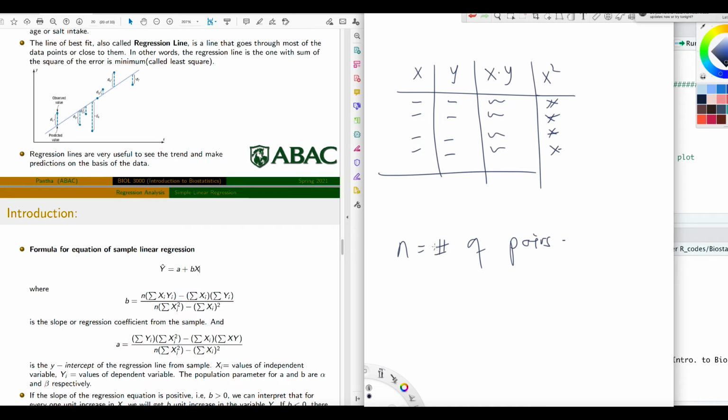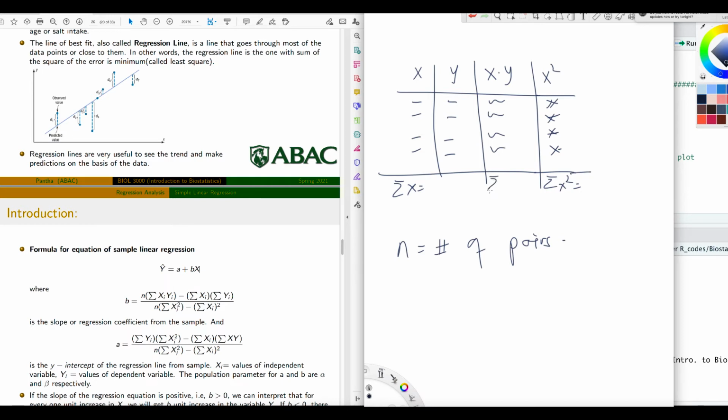Now you see that n is the number of pairs: 1, 2, 3, 4, like this, right? You need to find summation x. Why? Because there is summation xi square. So you find summation xi, and you need to square this one. And what else? Summation xi square. So you need to find summation x square, and then whatever you find, you will use that.